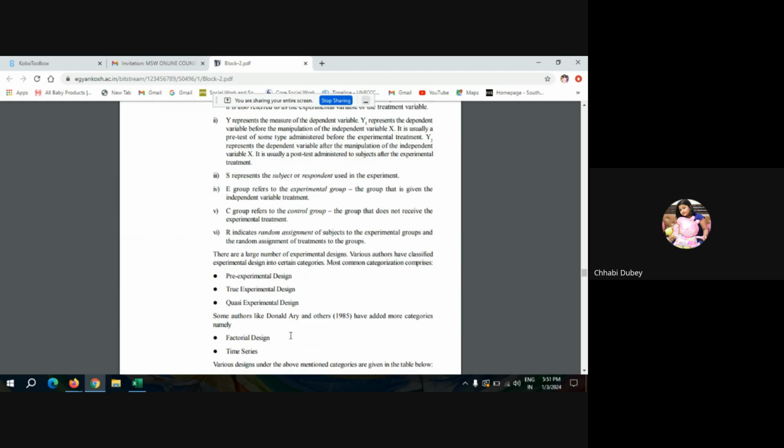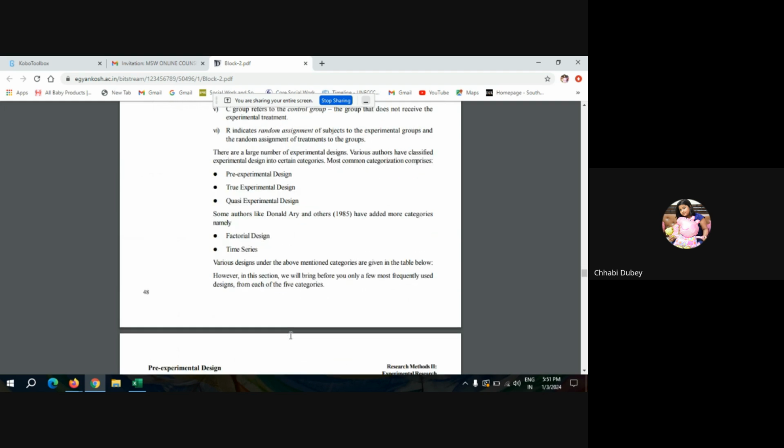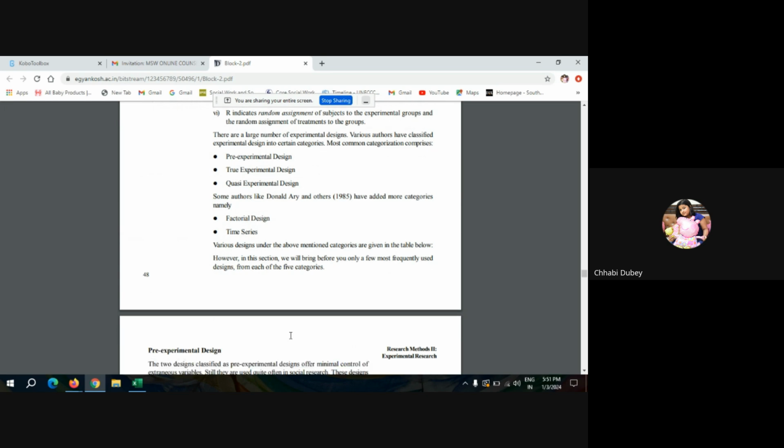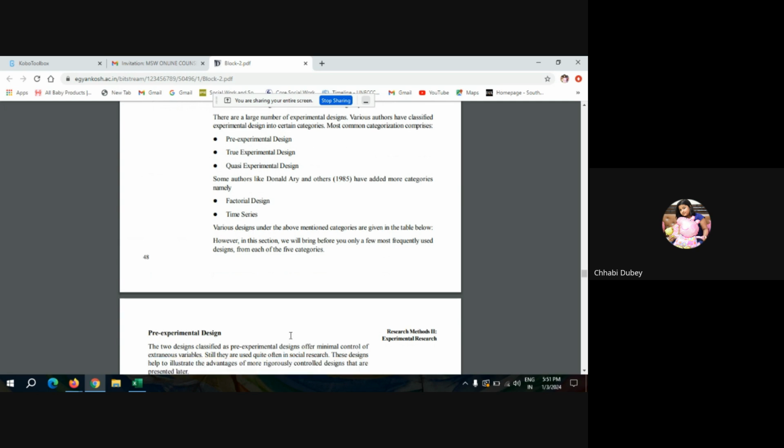We have already seen these experimental designs in the first unit where we were talking about the pre-experimental designs, the true experimental designs, and the quasi-experimental designs. There are some other authors who have added certain other categories also. For example, the factorial designs and the time series designs. Factorial designs are designs which are based on different factors. There are single factor and multiple factorial designs, but we need not go too much into the depth because it's not included in the syllabus.